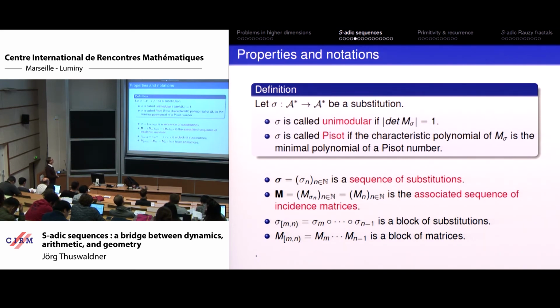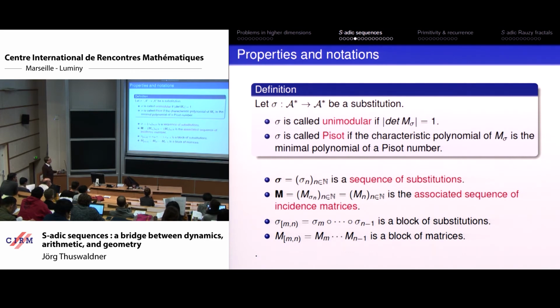So we deal with certain classes of substitutions. What is important for us is unimodularity. So we want the determinant of the incidence matrix to be equal to 1. This has the consequence that the inverse of the matrix is again an integer matrix. This is important for us. Otherwise, you need to adjust by introducing some p-adic factors. Everything becomes more complicated, and there's no need for doing this because most of the continued fraction algorithms, not all of them, of course, but most of the known ones, are unimodular.